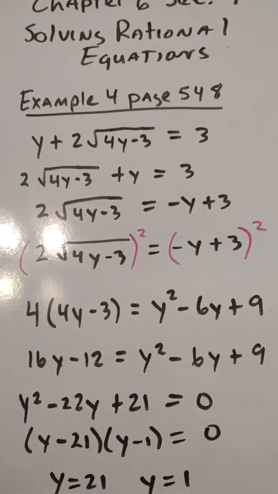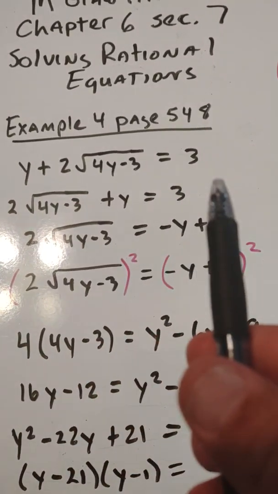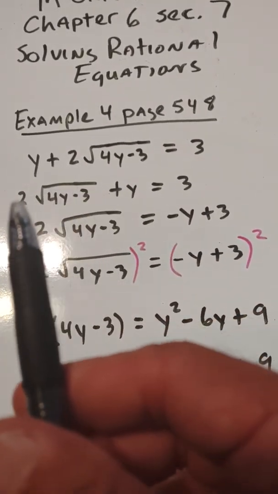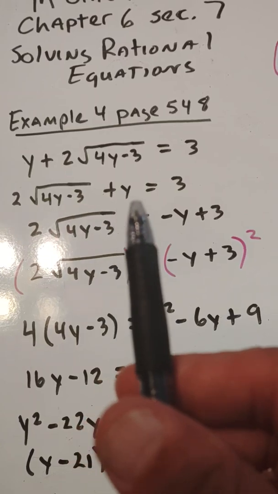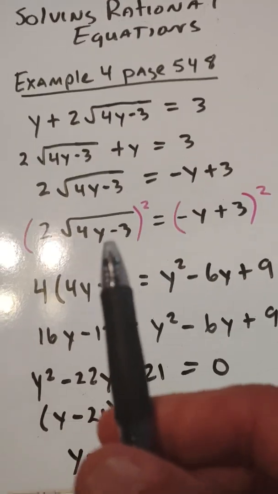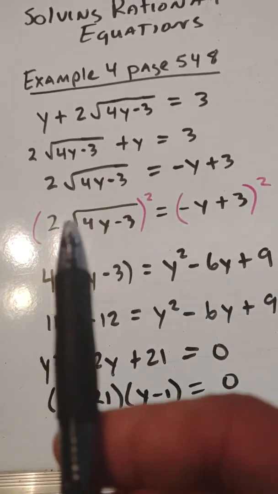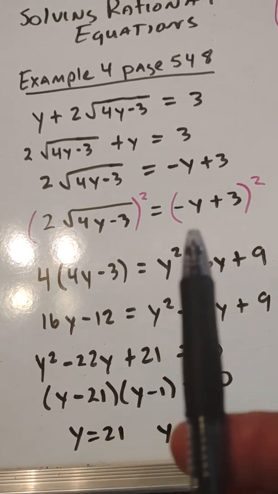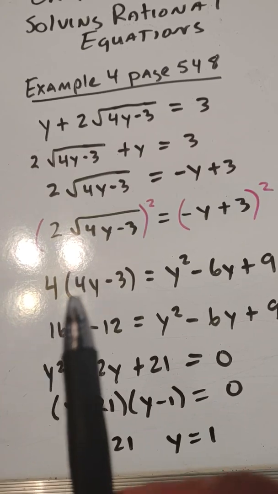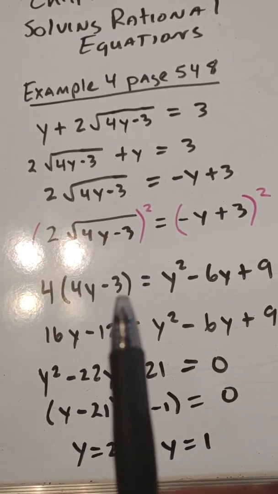Here's example 4. We have y plus 2 square root of 4y minus 3 equals 3. Well, I rearranged it. I put the 2 square root of 4y minus 3 in front and the plus y in the back equals 3. So now I'm going to subtract the y over. And then what we're going to do is square both sides. I'm going to square the 2 square root of 4y minus 3 and square the negative y plus 3. When we square this, we get 4. And then, of course, the square root goes away, so it's 4 times 4y minus 3.